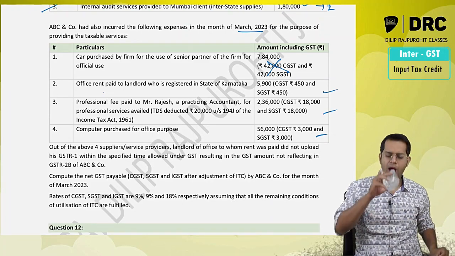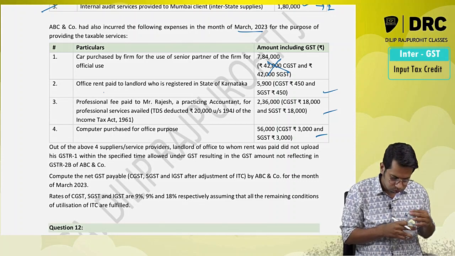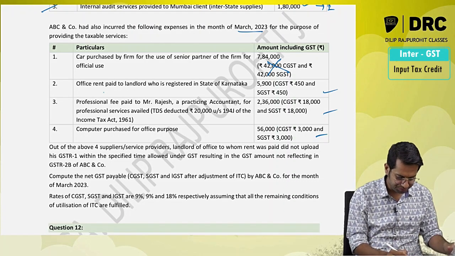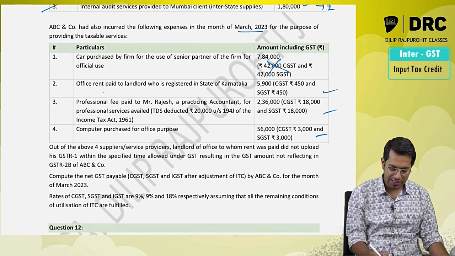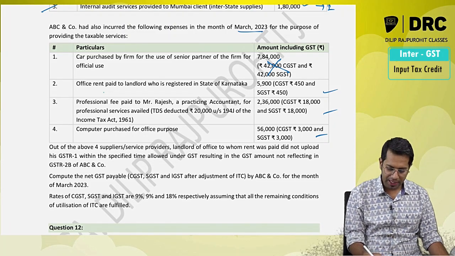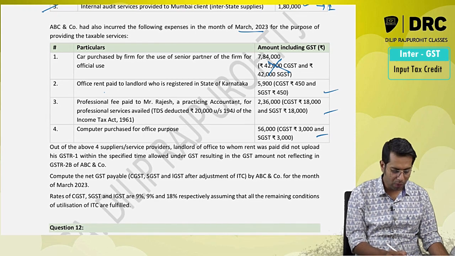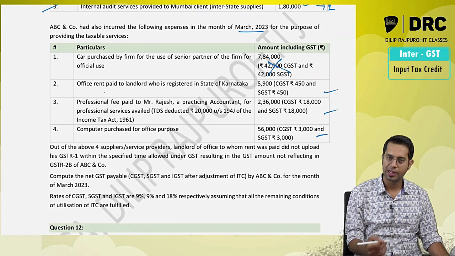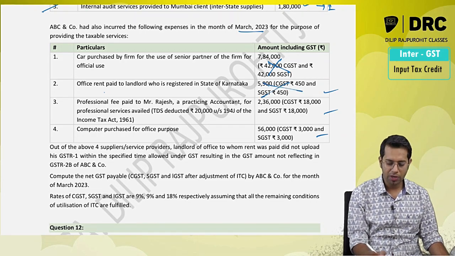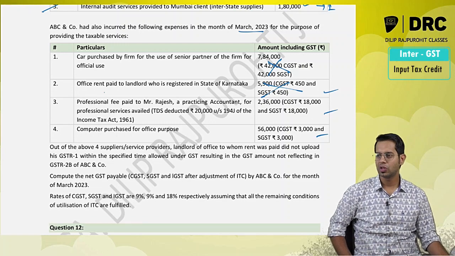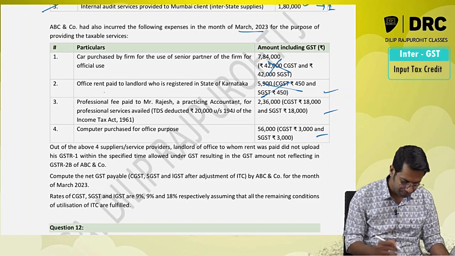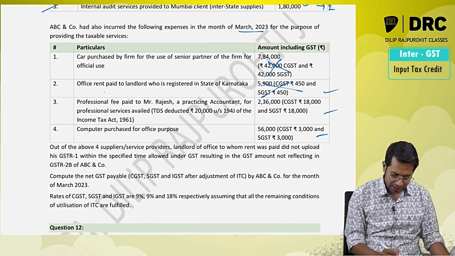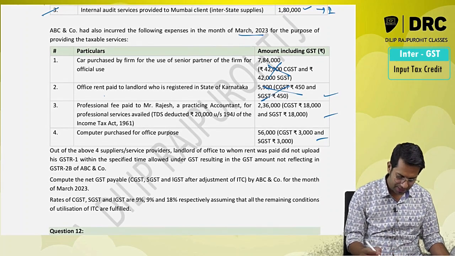Out of the 4 suppliers or service providers, the landlord of the office to whom rent was paid did not upload his GSTR1 within the time limit specified, resulting in the amount not reflecting in 2B. So this landlord has not filed his GSTR1 within the time limit, therefore the amount is not getting reflected in 2B. So this ITC of the landlord invoice cannot be taken. Compute the net GST payable in cash. Okay, I hope this can be done by you easily.